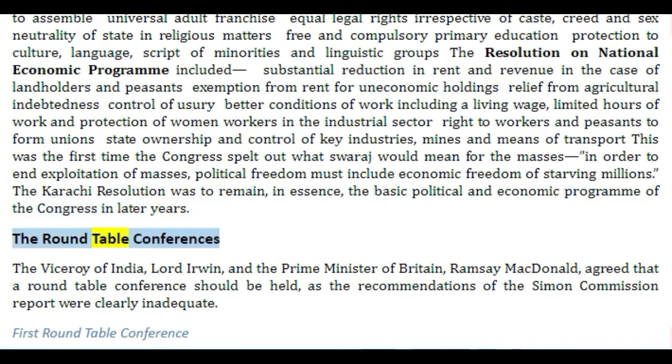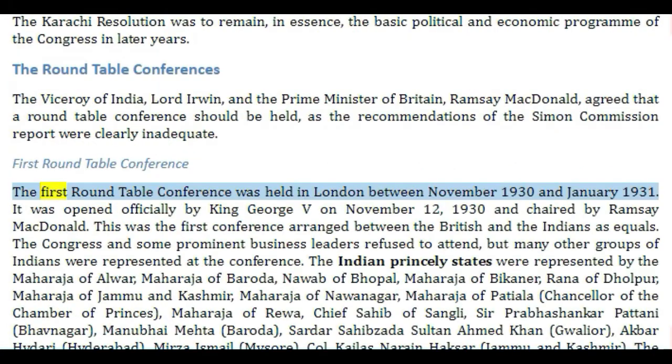The Round Table Conferences. The Viceroy of India, Lord Irwin, and the Prime Minister of Britain, Ramsay MacDonald, agreed that a round table conference should be held, as the recommendations of the Simon Commission report were clearly inadequate. First Round Table Conference. The first Round Table Conference was held in London between November 1930 and January 1931.